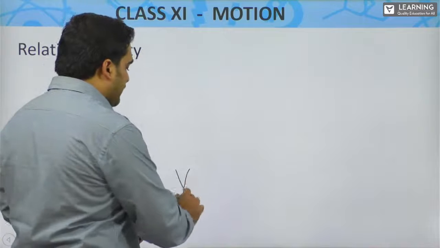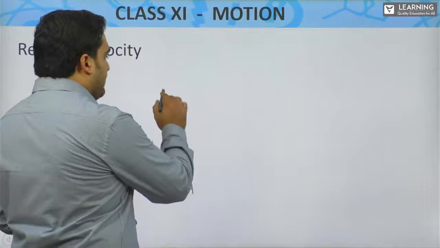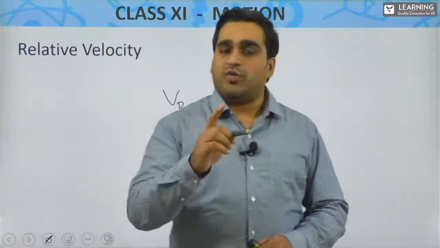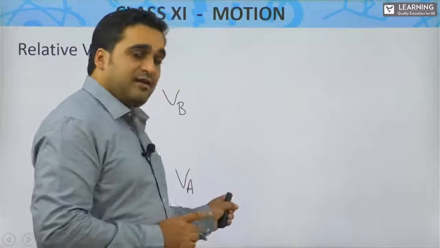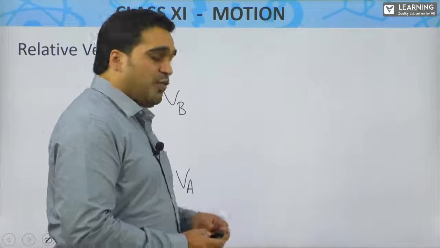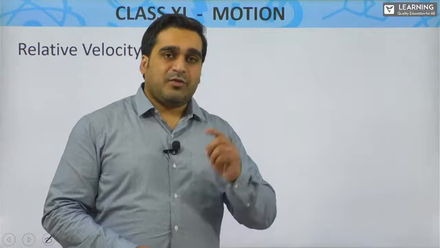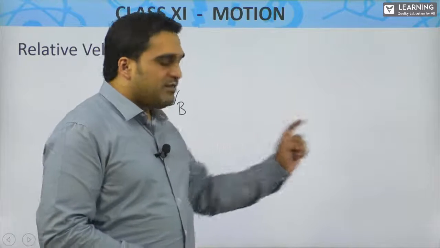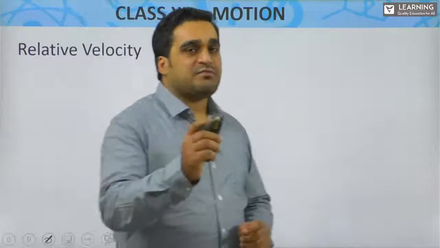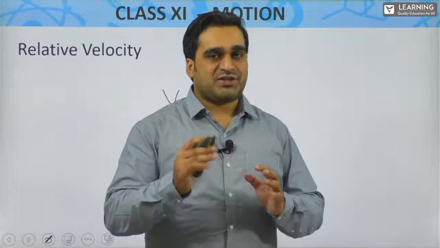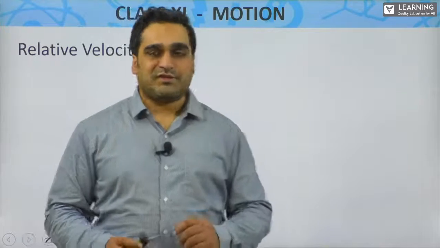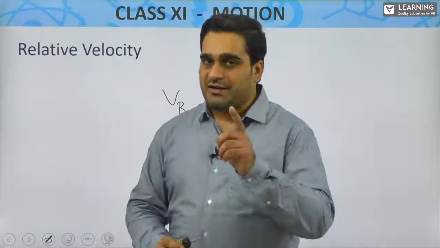Suppose we call the velocity of train A as VA and the velocity of train B as VB. But we know that the velocity of train B is in the opposite direction. How do we know it's in the opposite direction? On a number line, objects moving towards the right hand side are always positive. Picture the number line which you have studied in lower classes. Objects moving on the right hand side are always positive. Objects moving along the left hand side are negative.